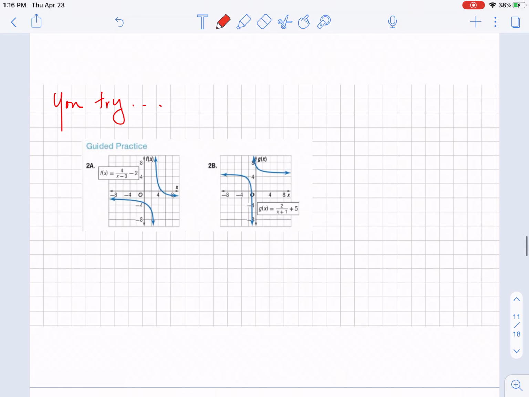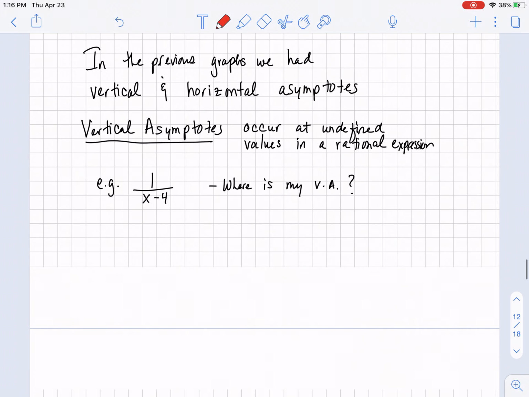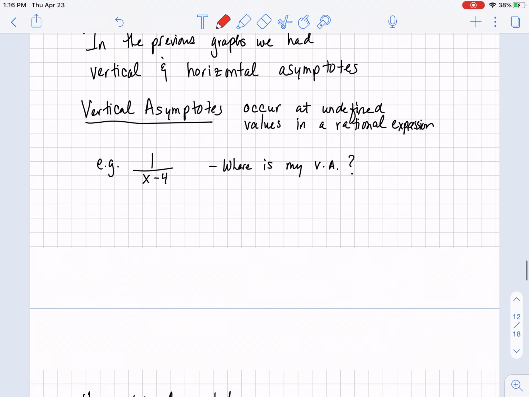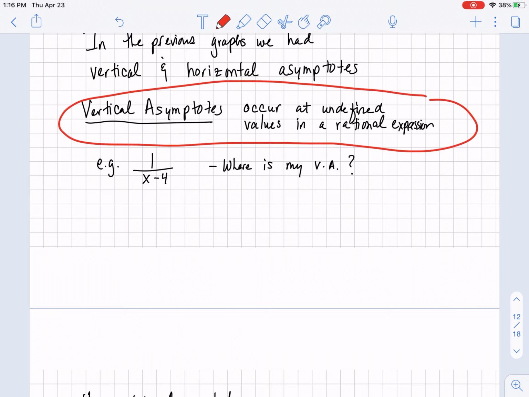I'm trying to think if I want to teach you guys anything else. Yeah, I want to talk about vertical asymptotes and horizontal asymptotes. A vertical asymptote is where your graph is undefined. It occurs where your graph is undefined. So for this example here, where is my graph undefined? It's undefined if x is equal to 4. So that would be my vertical asymptote: x equals 4.